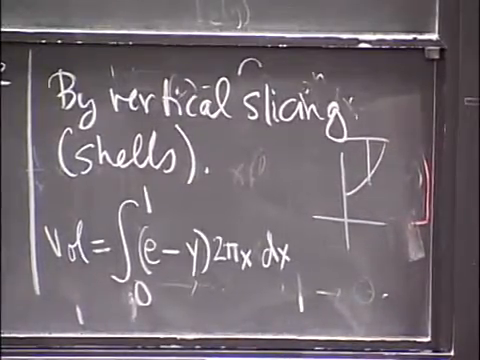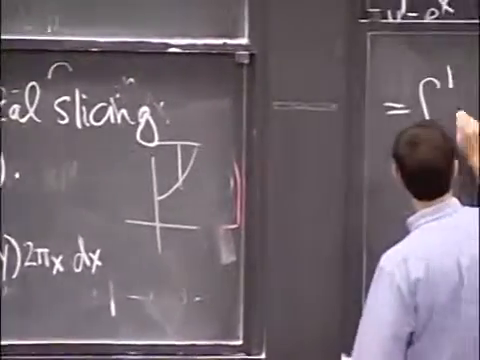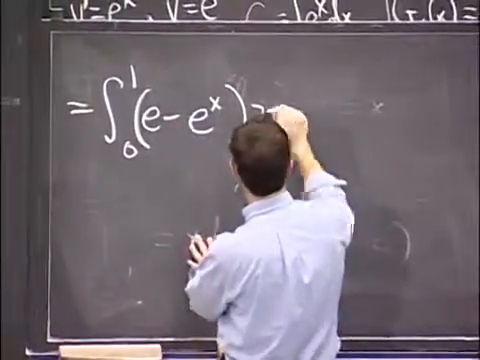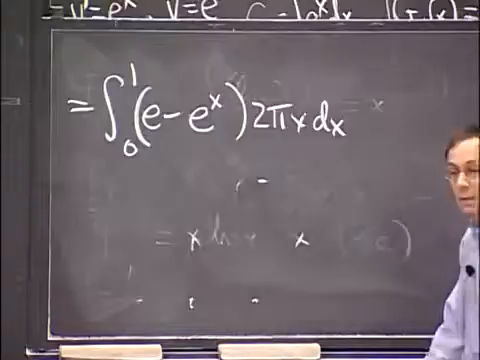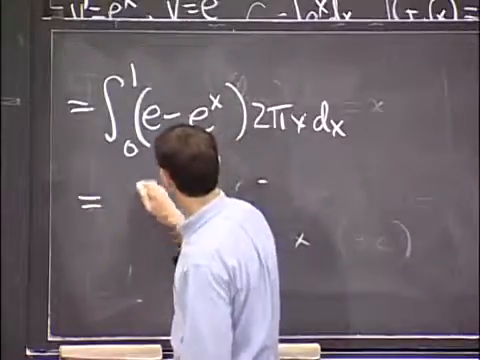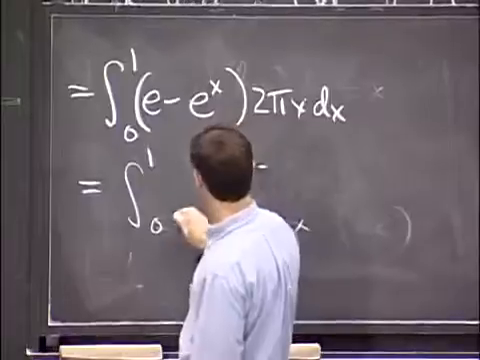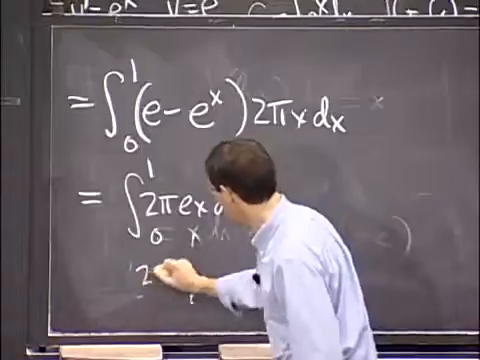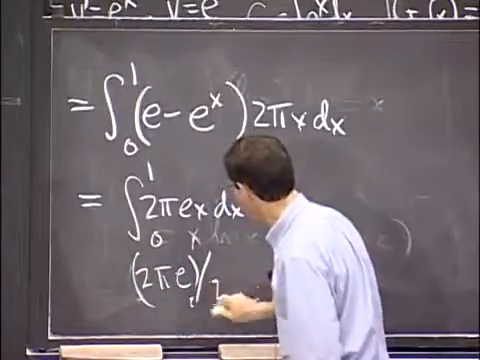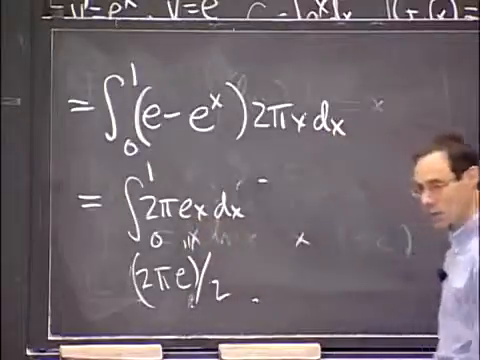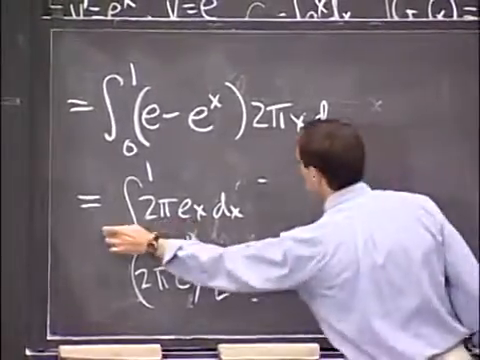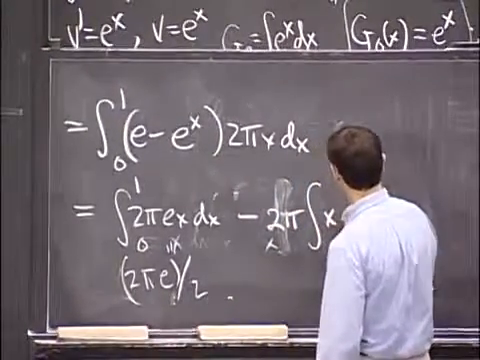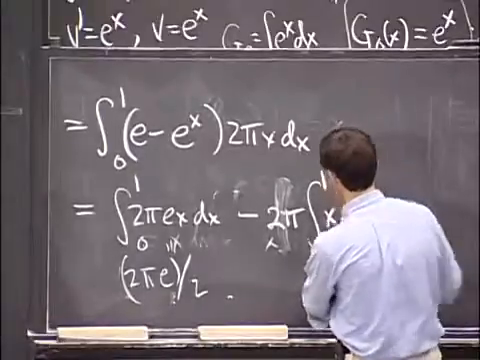So now I'm going to plug in what this is. It's the integral from 0 to 1 of e minus e to the x. That's the formula for y, 2 pi x dx. And what you see is that you get the integral from 0 to 1 of 2 pi e x dx. That's easy, right? That's just 2 pi e times a half. This one is just the area of a triangle if I factor out the 2 pi e. And then the other piece is the integral of 2 pi x e to the x dx from 0 to 1.